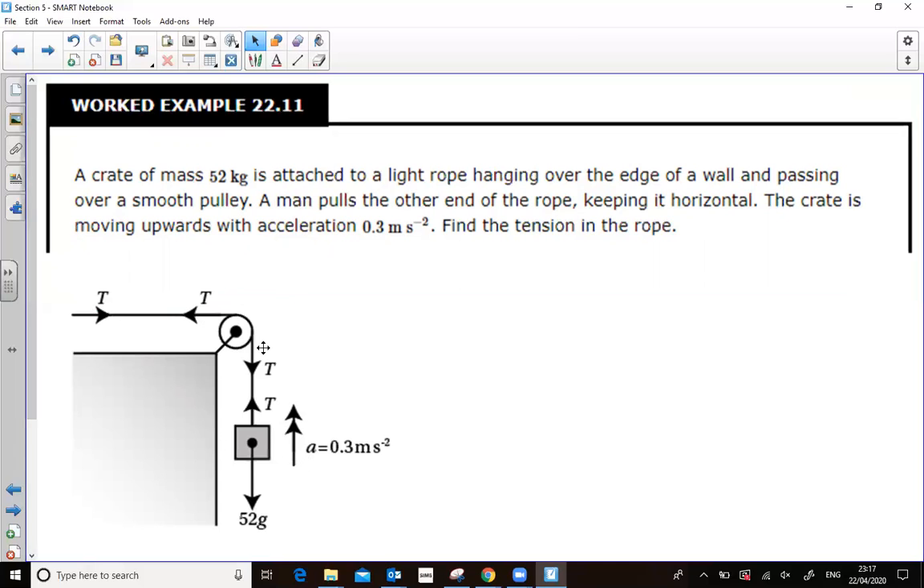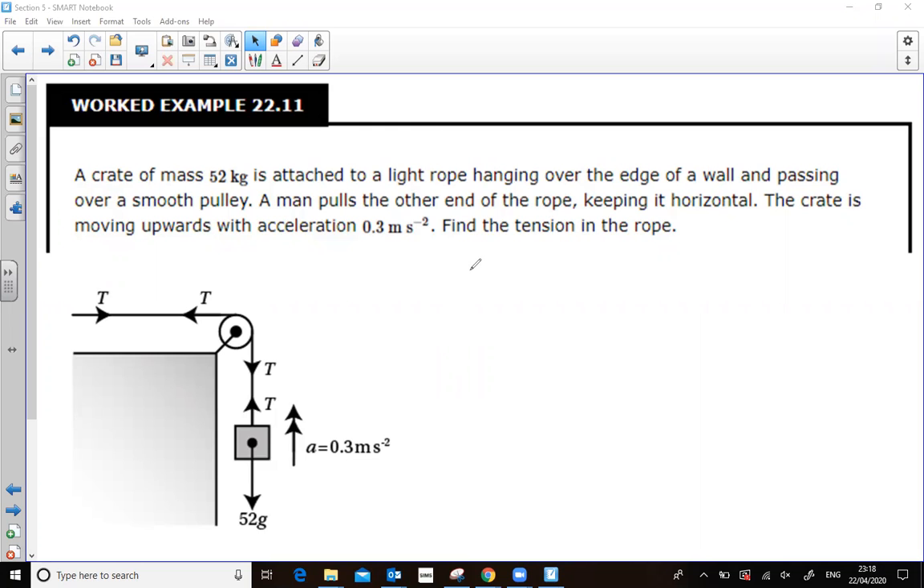In this diagram, there will be a man standing over here pulling the rope, and on the other end of the rope attached is a crate of mass 52 kilograms, so the weight is 52g. Because there is tension going through, the crate is being pulled upwards with acceleration of 0.3 meters per second squared. So we're looking for the tension in the rope. Really what we need to do is to consider just the forces acting on the crate.